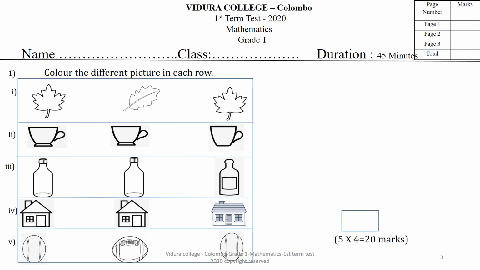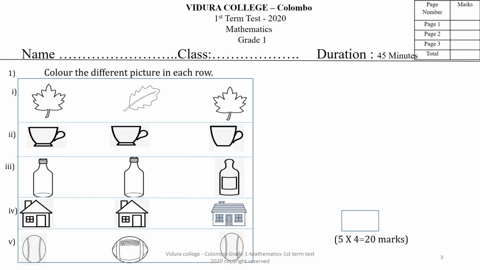Question number 1. Keep your finger on number 1 in your paper. Color the different picture in each row. Now, Pute, can you see there are 5 rows? Yeah. In each row, there are 3 pictures. From these 3 pictures, one picture is different. Now find the different picture and color it.